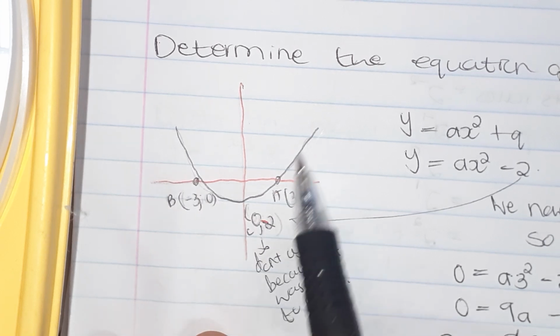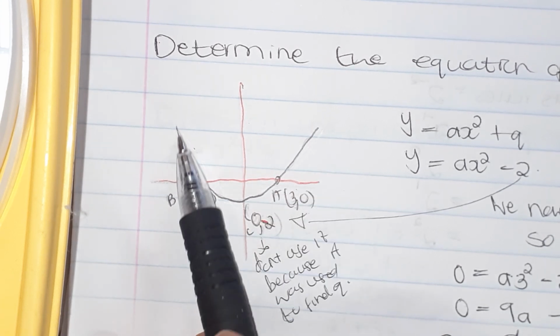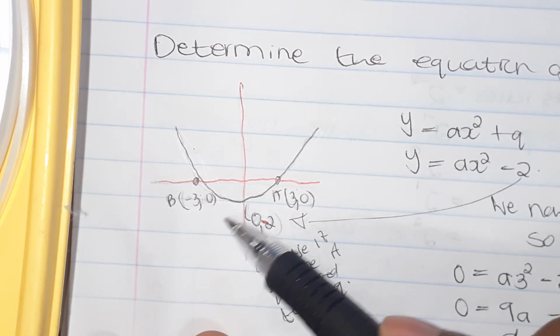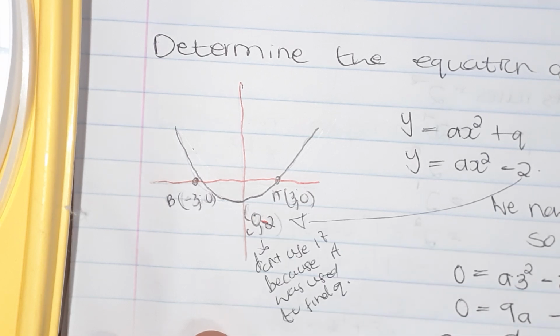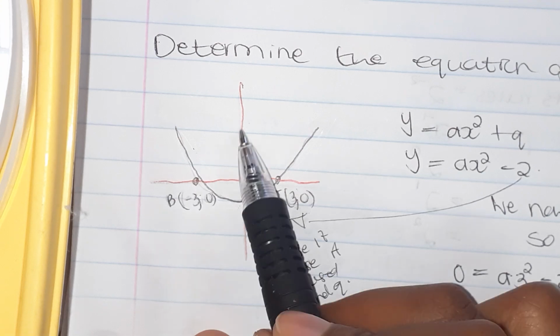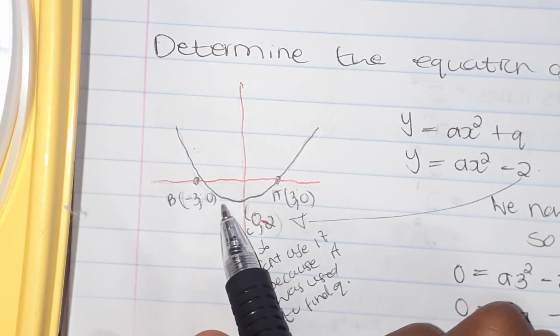So this is there. You're asked to determine the equation of the parabola. You are given this graph. As you can see, this 0 and negative 2 here at y means this graph has gone down 2 units. Negative, yes. So it will be negative 2. If it went up 2, it will be a positive 2 here. And then we have a point A, which is 3 and 0. Point B is negative 3 and 0.